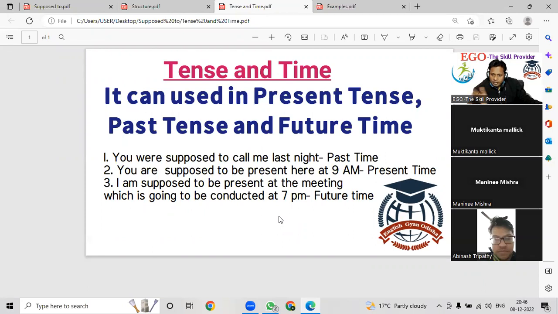So that's why, after all your modals are over, right now I am going to give you something called supposed to. And believe me, this supposed to is very powerful, you can use it in different situations. Basically in corporate communication, with a native speaker, in casual conversation, or in your day-to-day life, you can use it every time.